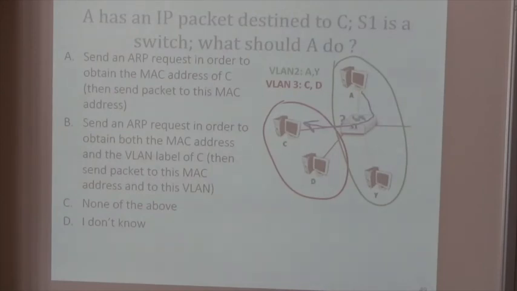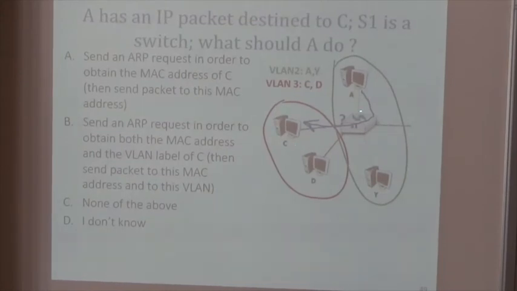Let's conclude this section with this question. I'm zooming on the left of the previous figure. A has an IP packet destined to C. They're not on the same VLAN, but they may talk together for whatever reason. What should A do in terms of ARP? The correct answer is C, none of the above. It's tempting to say B, that was the original majority.